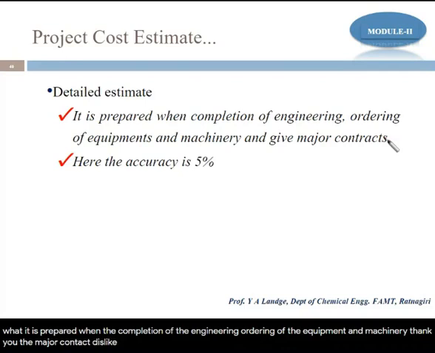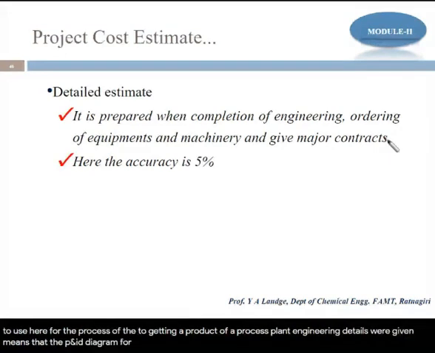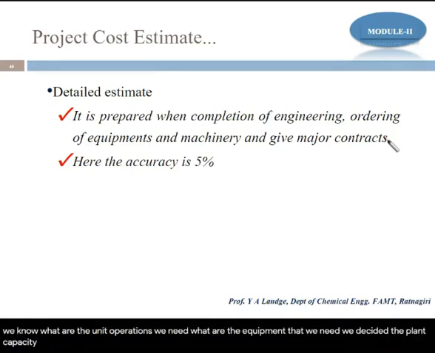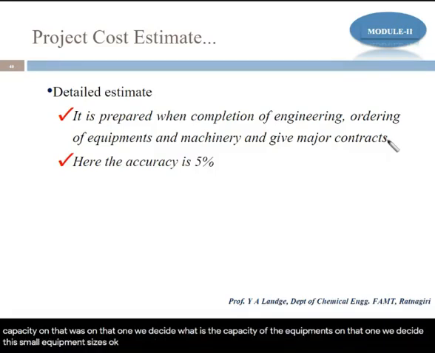Just like if you want to establish a plant, first we decide which process we need to use for getting a product. For the process plant, the engineering details are given, meaning the P and ID diagram, the process and instrumentation diagram. From it we know what unit operations and equipment we need. We decide the plant capacity, on that basis we decide the capacity of the equipment, and on that the small equipment sizes. Now that the specification is over, we give the order.